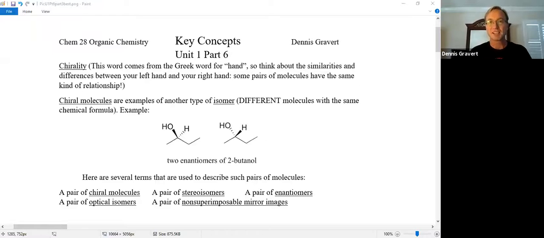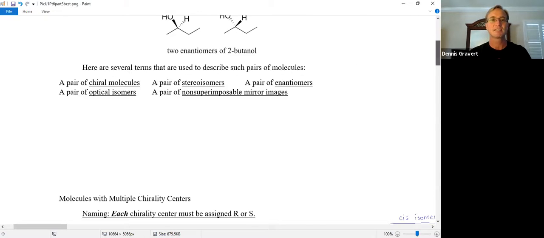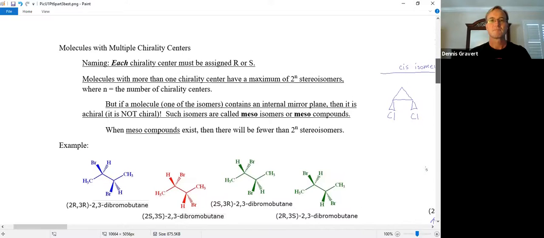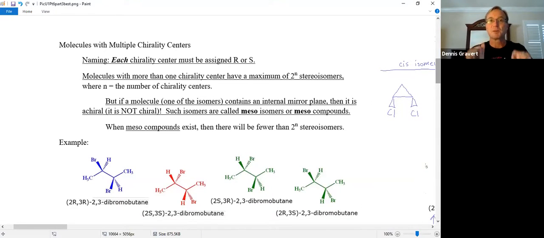Hello, everyone. Let's finish Unit 1. We're going to finish our discussion today about chiral molecules. So head over to Key Concepts, Unit 1, Part 6 that you found on Canvas. This is page 1 that we already covered in a previous video. So scroll down until you see this section here. Molecules with multiple chirality centers.